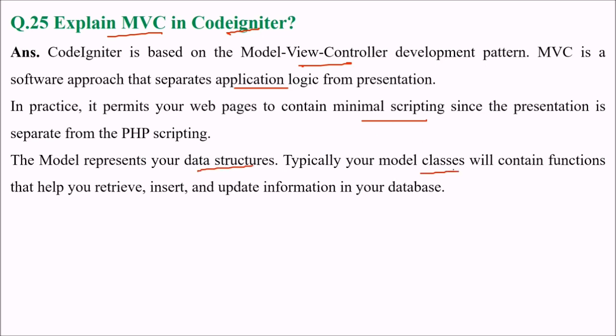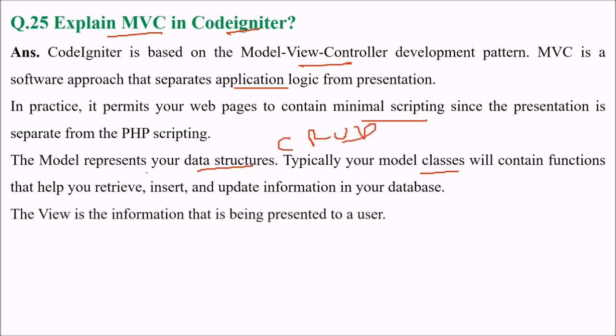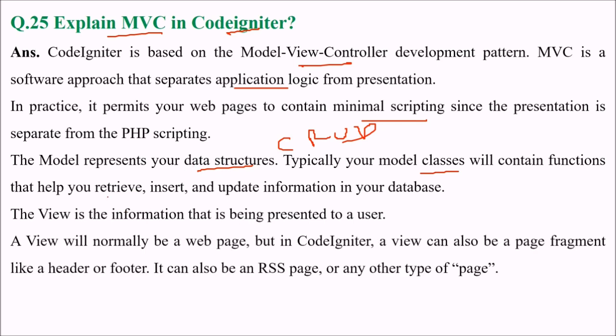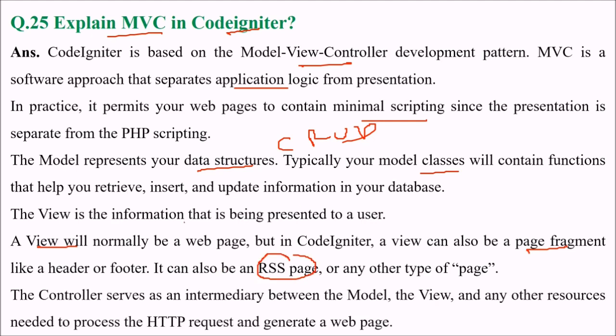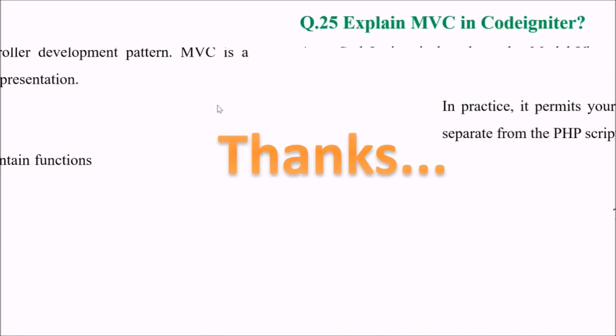Typically your model classes will contain functions that perform CRUD activity, like retrieve, insert, and update information in your database. The view is the information that is being presented to the user. This view is normally a web page, but in CodeIgniter, a view can also be a page fragment like a header and a footer. It can also be an RSS feed or any other type of page. The controller serves as an intermediary between the model and the view and any other resources needed to process the HTTP request and generate a web page.